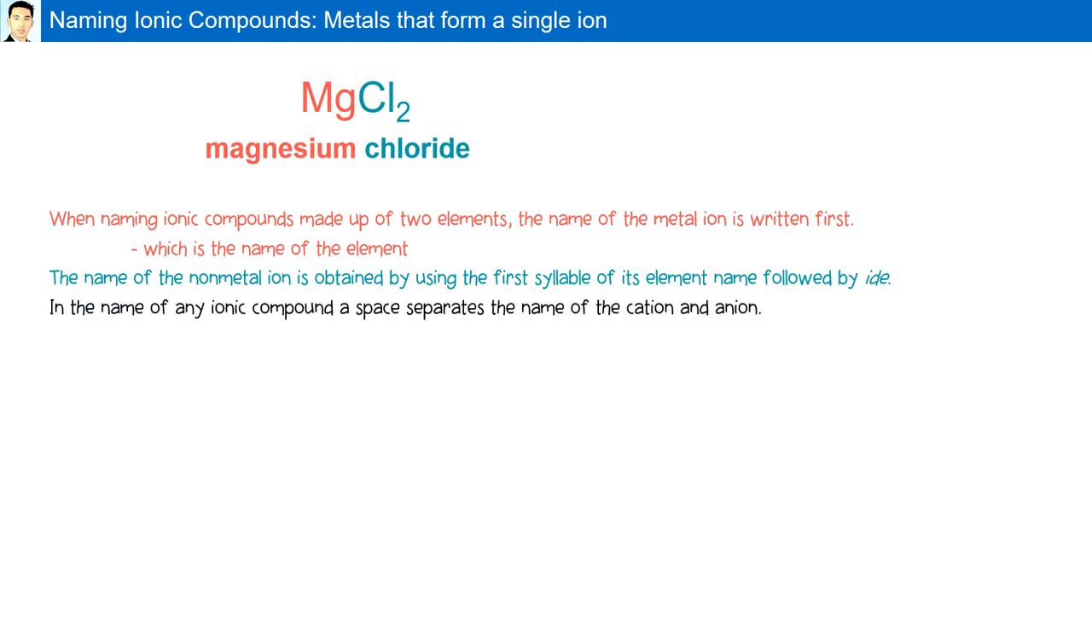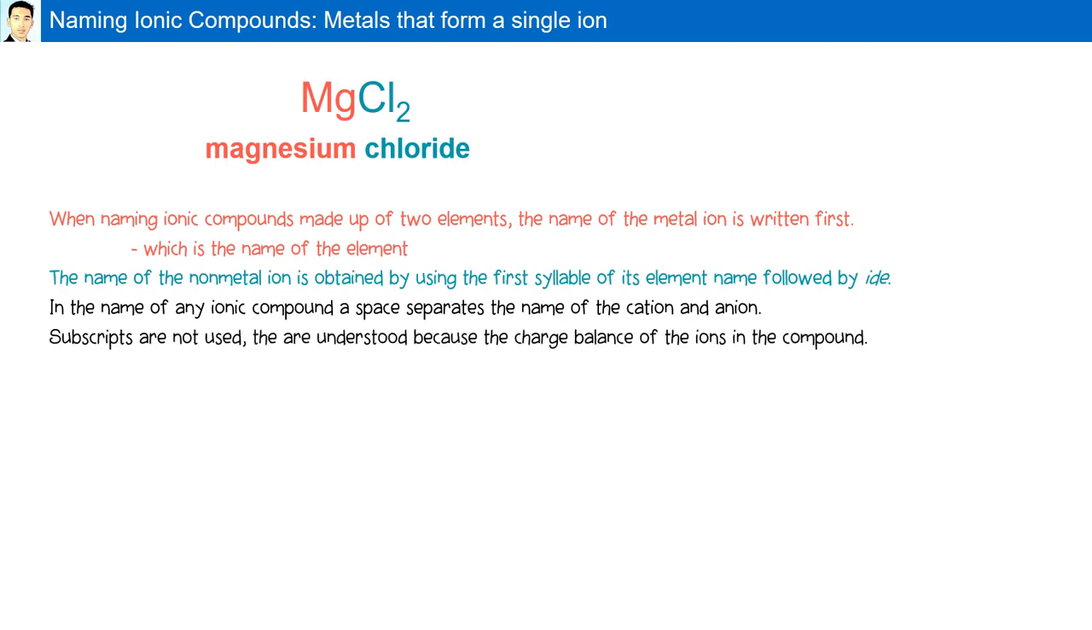In the name of any ionic compound, a space separates the name of the cation and anion. Subscripts are not used. They are understood because the charge of the ions in the compounds balance out. For example, the magnesium has a 2+ charge, while the chlorine has a -1 charge, or a 1- charge. There are two chlorine atoms and they cancel out.